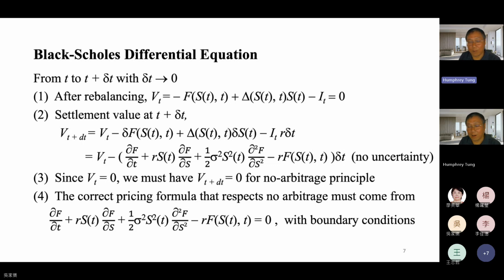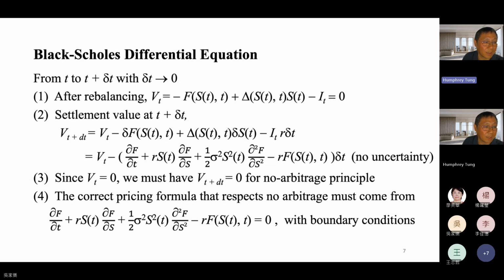So I think I'll make it quick. Okay, so this is the idea. There's a differential equation called the Black-Scholes differential equation that allows us to derive the pricing formula of a derivative. It's simply the same kind of argument.